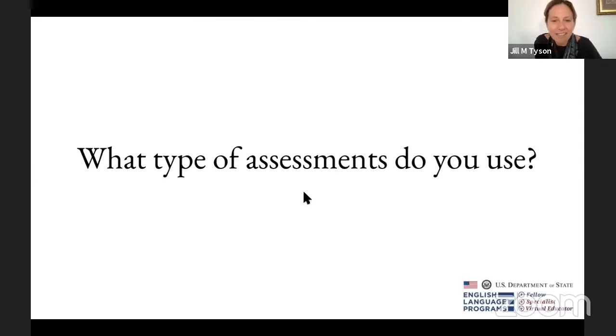I also wanted to ask you if anybody uses portfolios. Maybe not so much. Yes. Yeah. So rubric ready, and they just fill it. Okay, this is great. Yeah.